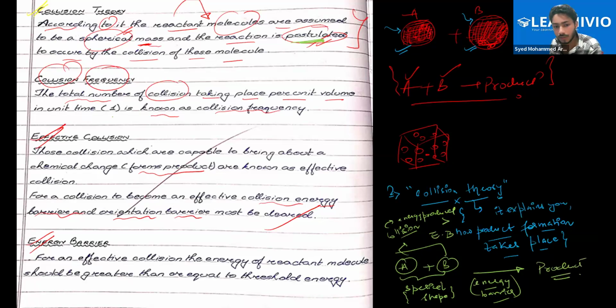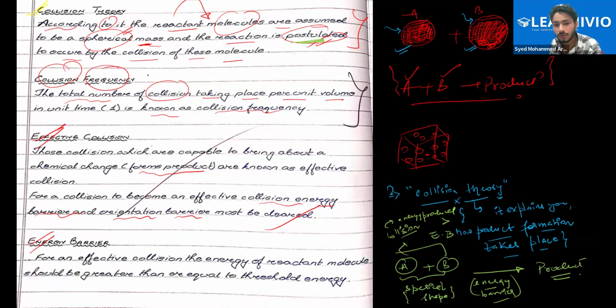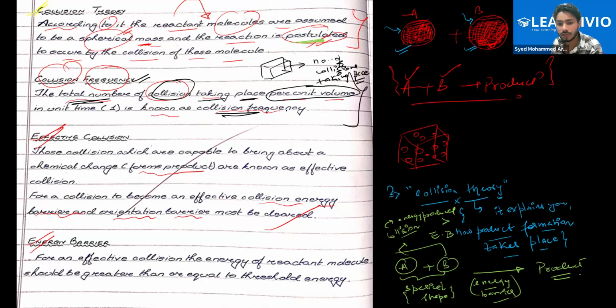Now in this theory, we are going to discuss the terms associated with this collision. The first term is the collision frequency. Collision frequency is the number of collisions taking place per unit volume. Like this is the unit volume, and the number of collisions taking place in that unit volume is my collision frequency.